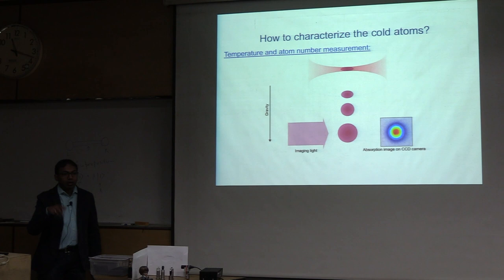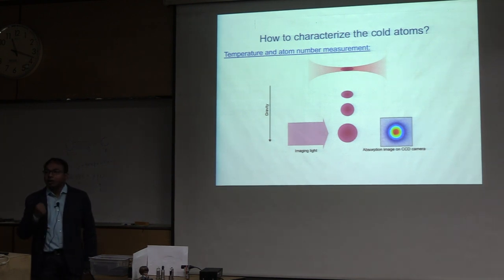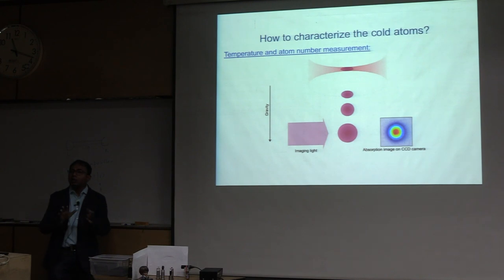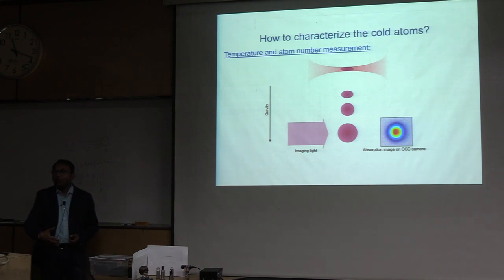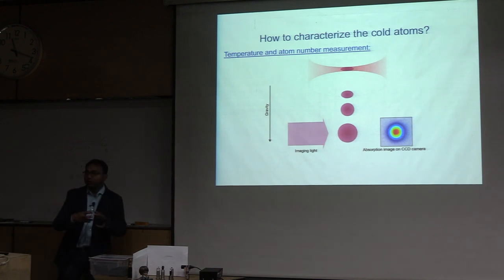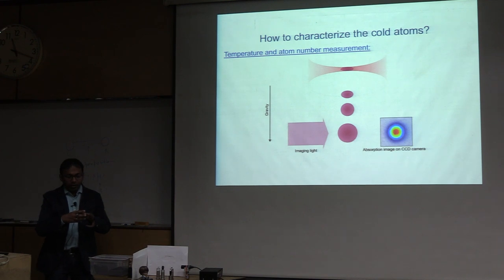Now, once you have these atoms, how do you measure the temperature? Because at this very low temperature, you cannot put in any thermometer. It will not work. A mercury one, I think, will break. So what we do is we let the atoms fall, and then we take some pictures. Now, if the velocity is very, very small, then the cloud will also not expand very fast.